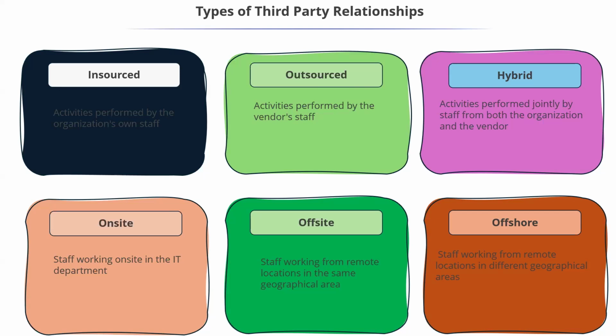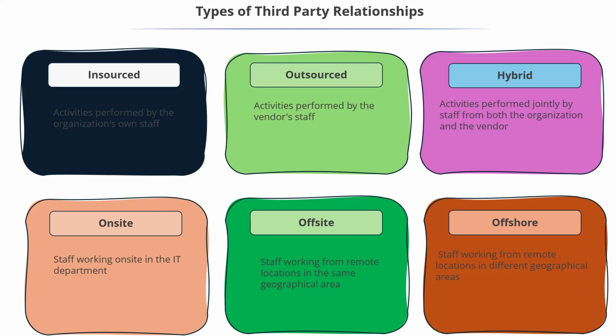So, the types of third-party relationships: in-source, activity performed by the organization's own staff; outsource, activity performed by vendor staff; hybrid, performed jointly by staff from both the organization and the vendor; on-site, staff working on-site in the IT department; off-site, staff working from remote locations in the same geographical area; offshore, staff working from remote locations in a different geographical area.